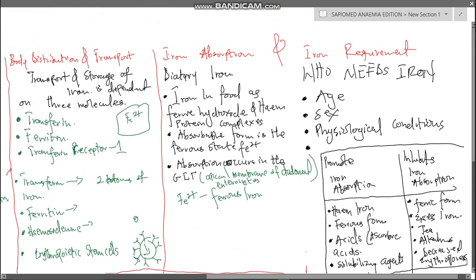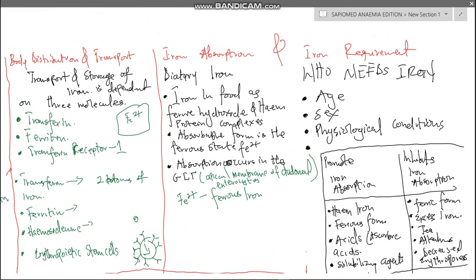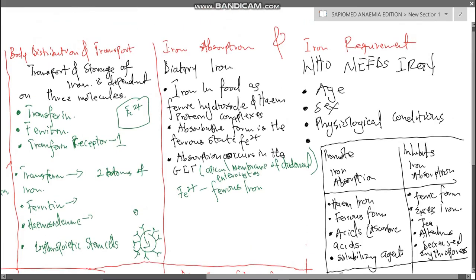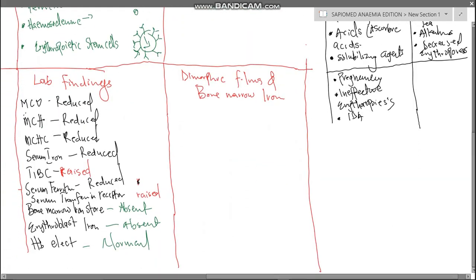So that is it. And then who needs iron the most? So we talk about age is a factor, sex is also a factor, and physiological condition. So children mostly need iron as compared to adults. Then in sex, females need more iron as compared to men. And then physiological conditions like pregnancy, menstruation, etc. can also increase the need for iron intake.